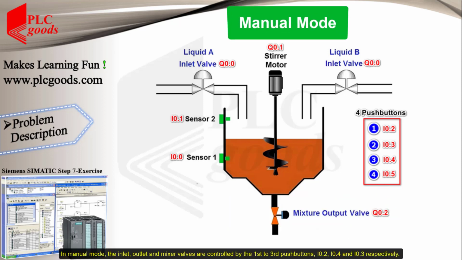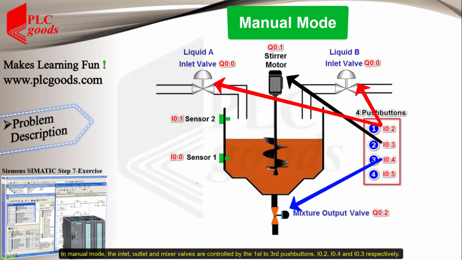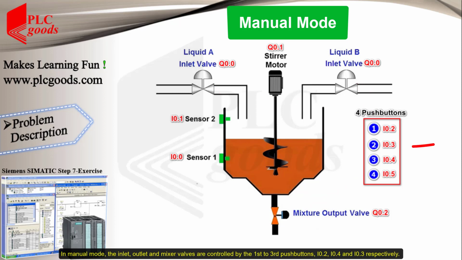In manual mode, the inlet, outlet, and mixer valves are controlled by the first to the third push buttons, I0.2, I0.4, and I0.3, respectively. By pressing I0.3, the mixer is turned on, and by pressing it for the second time, the mixer is turned off.